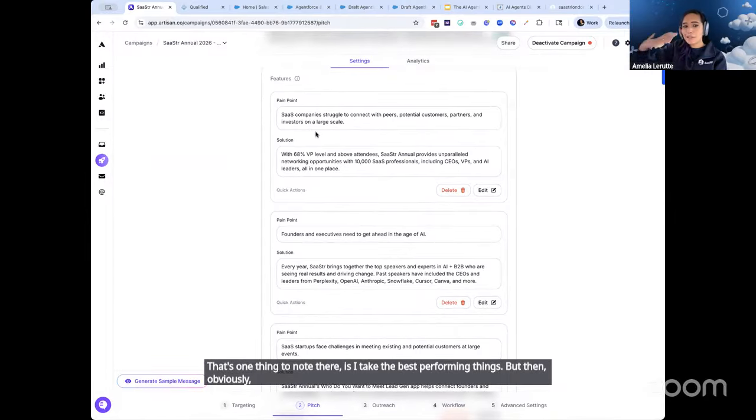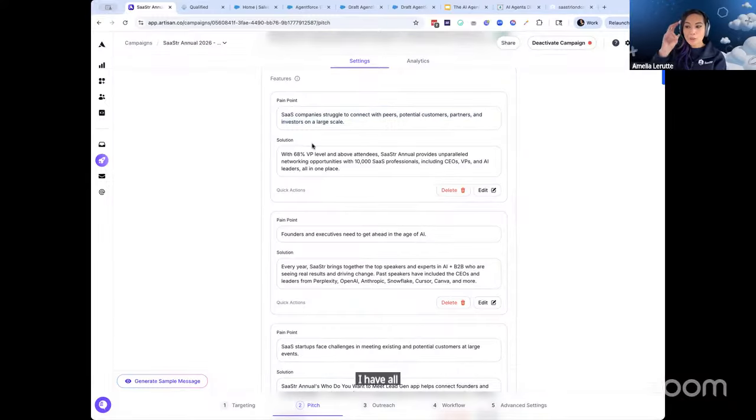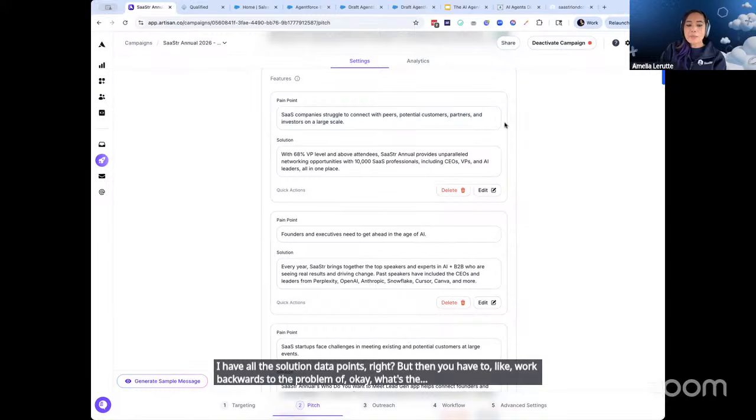but then obviously you have to write it for the LLM to understand, right? So in this case of Artisan, you do proof point and then solution. So you kind of have to, I have all the solution data points, right? But then you have to work backwards to the problem. Okay, what's the pain point?